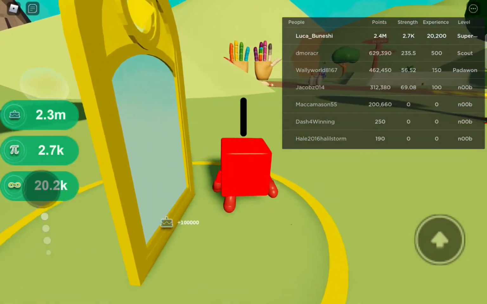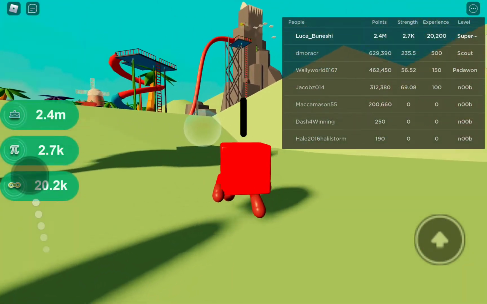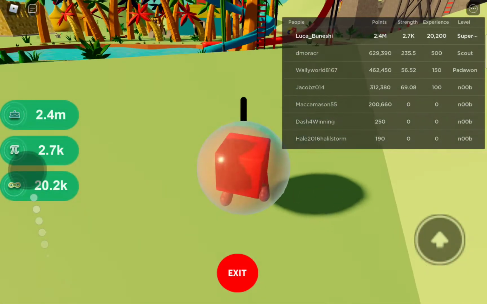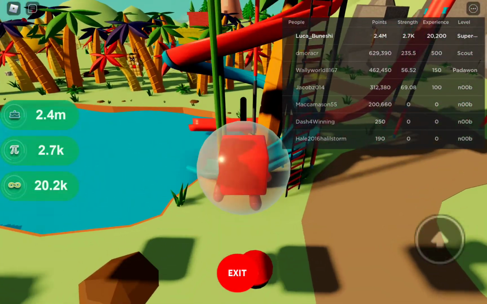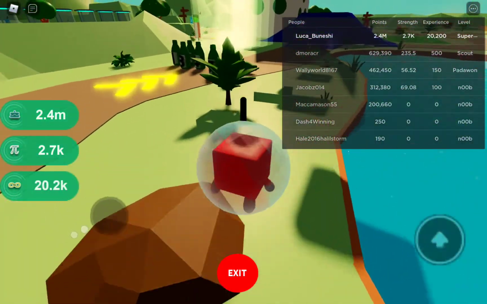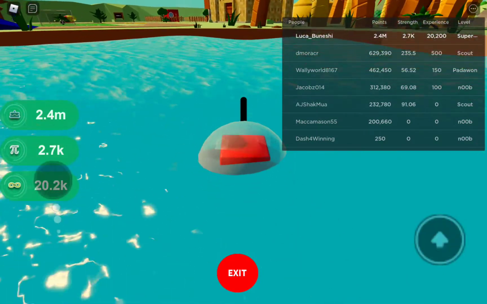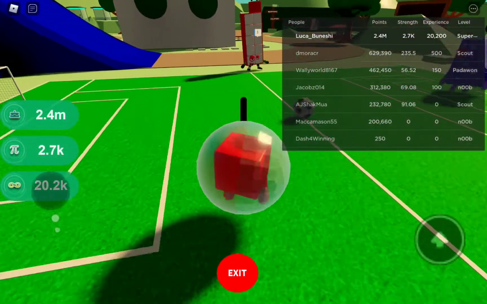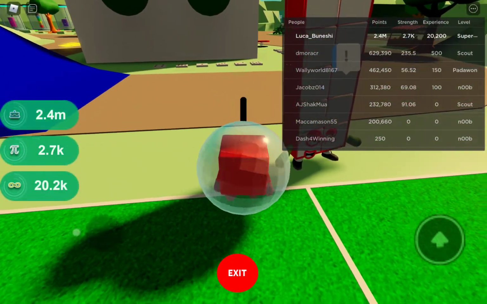It's claiming. Ooh, I got so many food. And whoa. And now let's eat number block 11.